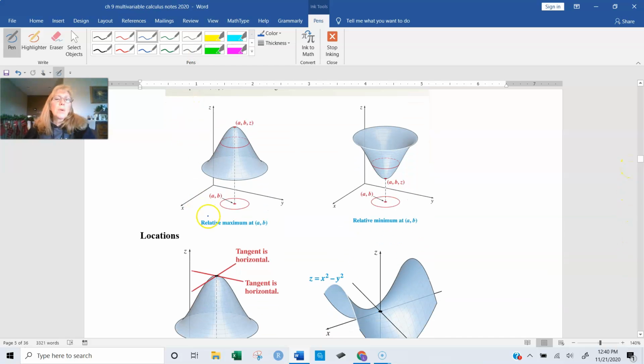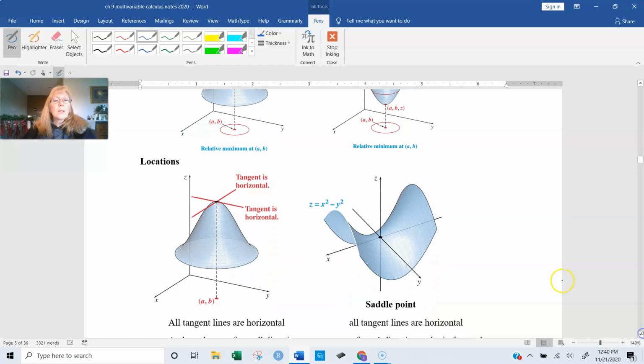So this is what it's saying. When you look at a relative max at (a, b), the point (a, b) is the top of our shape, so it's a max. If it's at the bottom, then it's a min. We know that the tangents are 0. They're horizontal at those points, just like before.